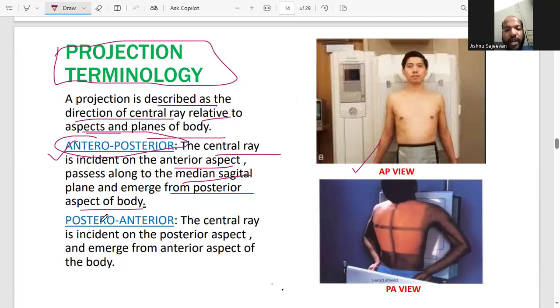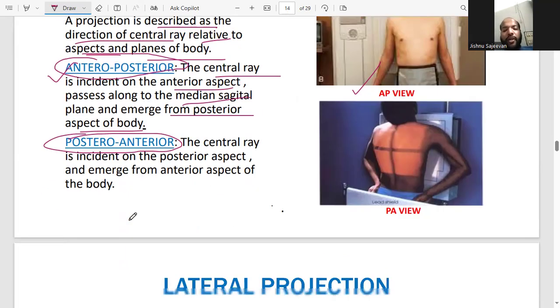Moving on to the posteroanterior projection, that is the PA. Here, the ray will be entering through the posterior aspect, that means the back side of the patient, and it will be exiting through the anterior aspect of the patient. Is that clear? Then moving on to the next slide.